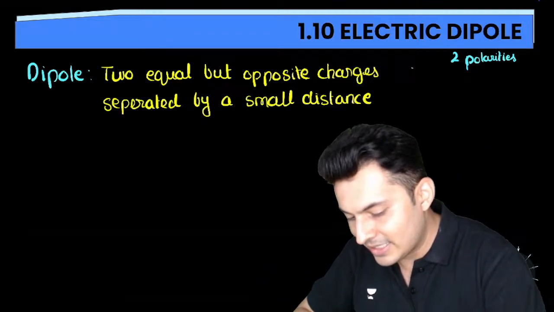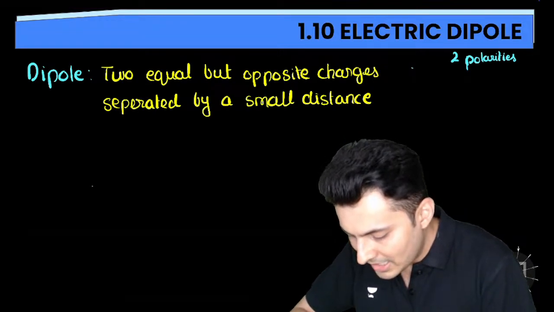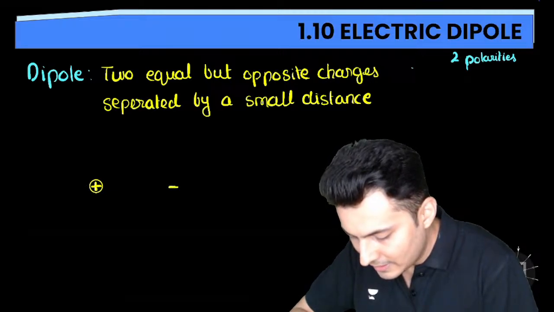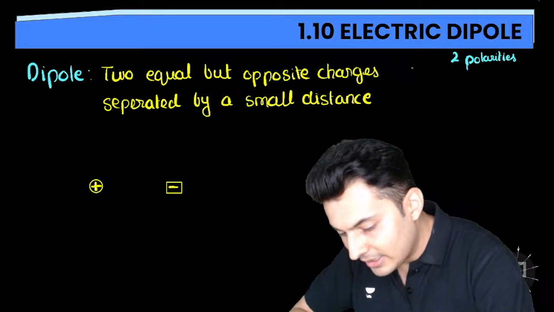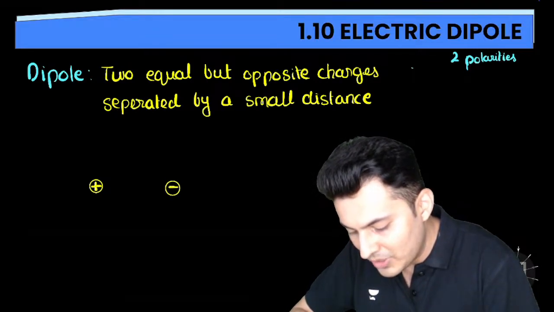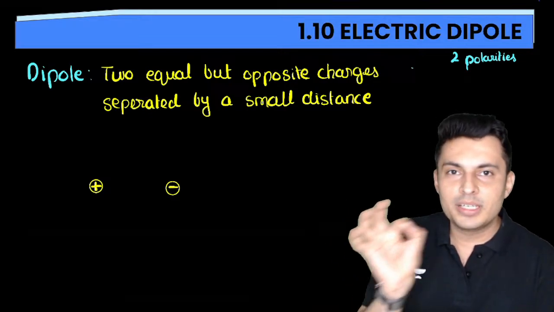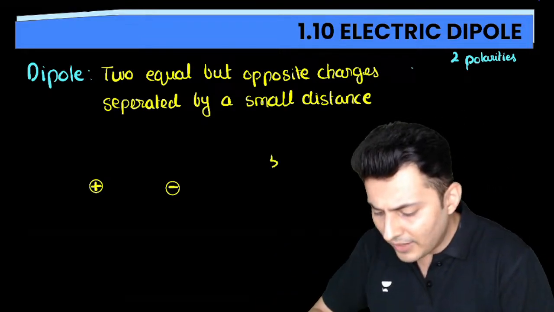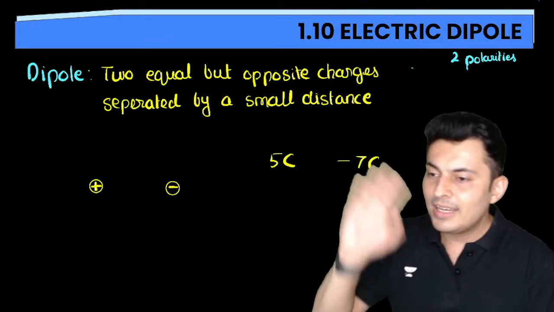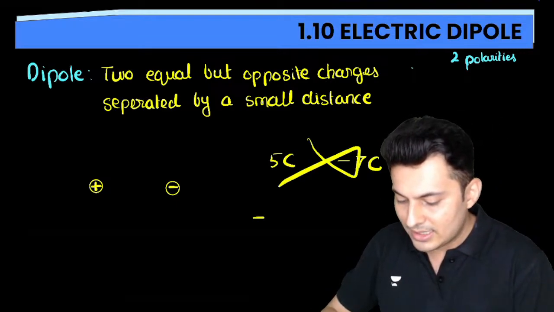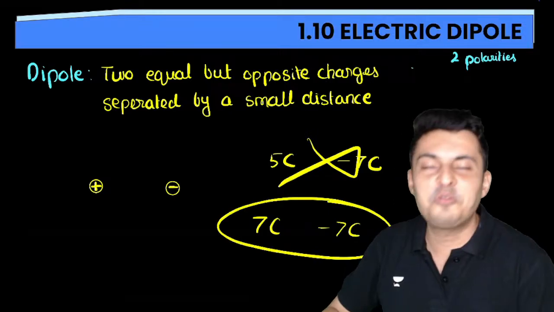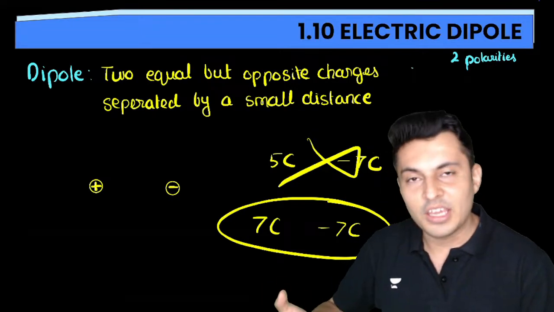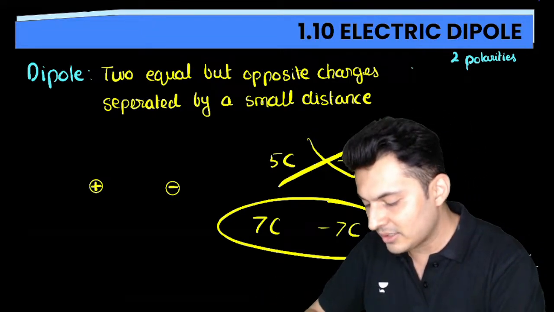Best example, let's take an example. Imagine there is a positive charge right over here and there is a negative charge over here. Is this going to be a dipole? The answer for this question is obviously a big yes. Equal positive and negative charges, but opposite in sign. 5 coulomb and minus 7 coulomb will not become a dipole. Nope. 7 coulomb and minus 7 coulomb, perfect pair. They say pairs are made in heaven. Dipoles are made with equal magnitudes but opposite signs.